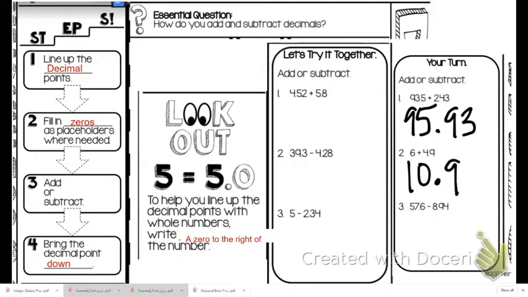Alright, so you guys just have one more practice problem left. Go ahead and pause the video now to complete example problem number 3.